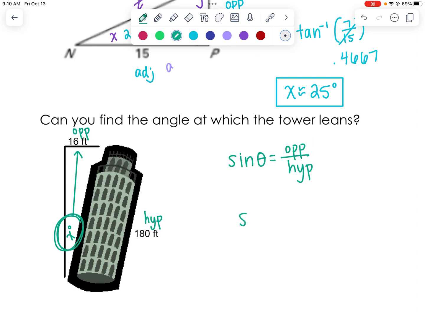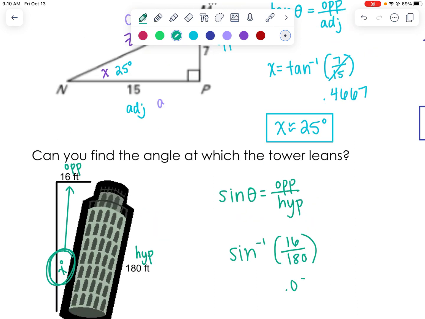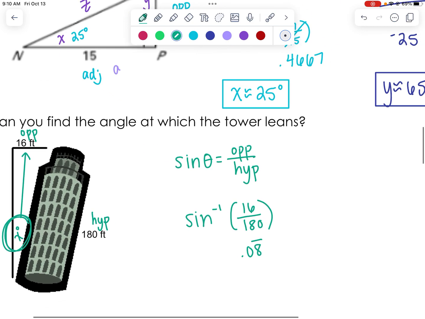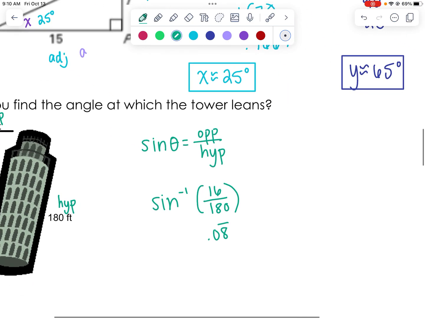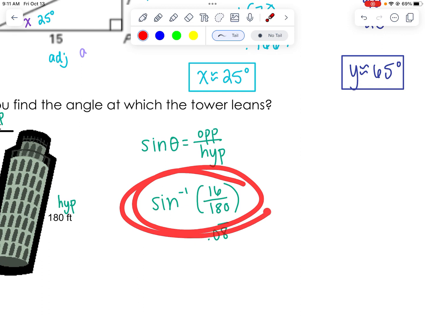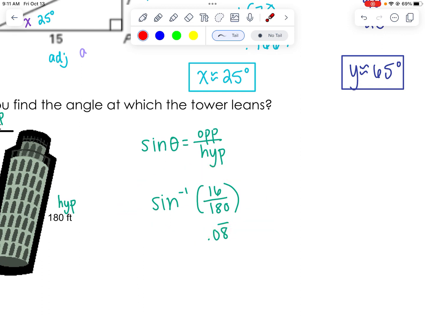So to find that missing angle, I'm going to do sine inverse of 16 over 180. You can go to your chart and figure out what 16 divided by 180 is, and that would be 0.08 repeating. So you could look for what's closest to that. I also want you to practice, is your calculator in the right mode? And if it is, then you should be able to type this in exactly as that is. So second sine key, 16 divided by 180. I'm going to give you a minute to do that.